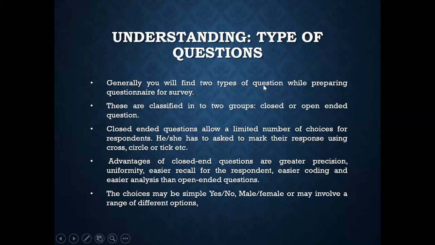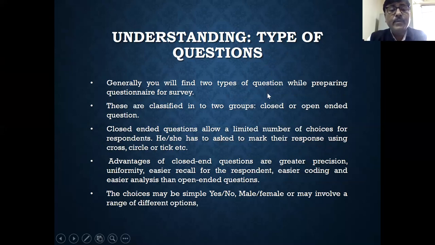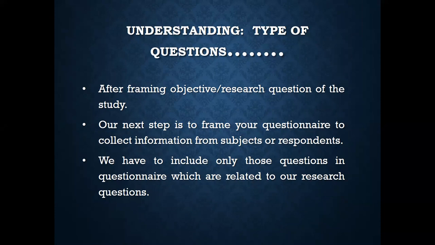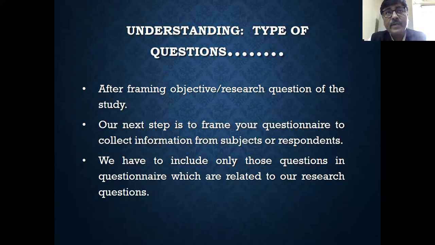Okay, sir. So, you know, any research process generally begins with preparing the objective or research question of the study. In any data analysis, mainly we require only two things. Number one thing is a number of individuals and the characteristics of those individuals. There are two things we require for any data analysis.